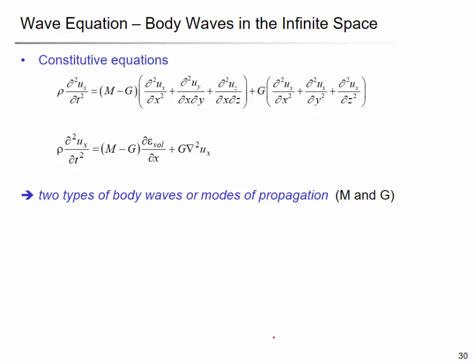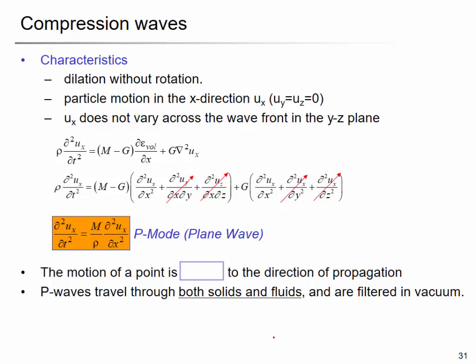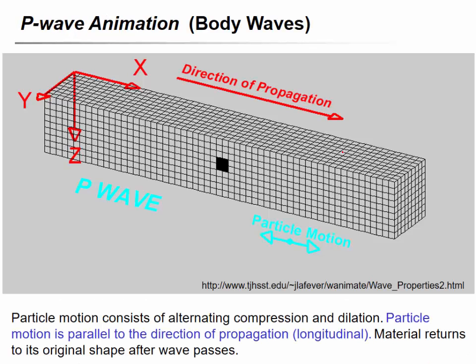So there are two types of body waves. First is the compression wave, the P wave, and the motion is parallel to the direction of the propagation. It's like a sound wave. So I push the air, then you can feel my push. Then it will be the P wave propagation. So the wave goes in this direction, and the particle also moves back and forth in the same direction, the same plane.